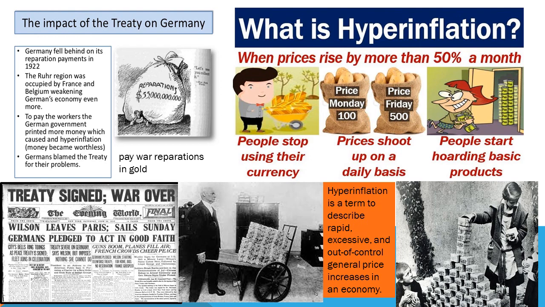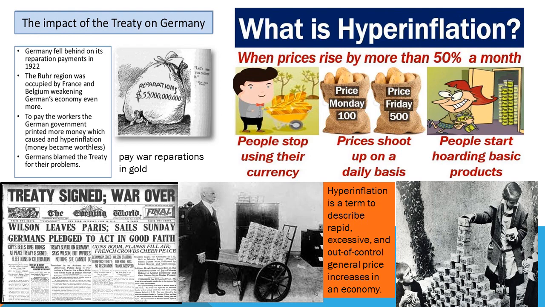With too much printed money in circulation, the value of the German mark fell. As the value of the mark collapsed, prices of goods soared. The image of Germans carrying a cartload of currency notes to buy a loaf of bread was widely publicized. It is known as hyperinflation.